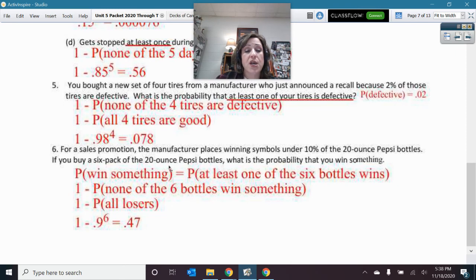And here we go. You have the 20-ounce Pepsi bottles, a 6-pack of them, with a 10% chance that you win something. So winning something is the probability that at least one of the 6 wins. So 1 minus the probability that none of the 6 bottles win something. If none of these 6 win something, then they are all losers. All 6 of them are losers. So 1 minus all 6 of them being losers means that you've won at least one thing.